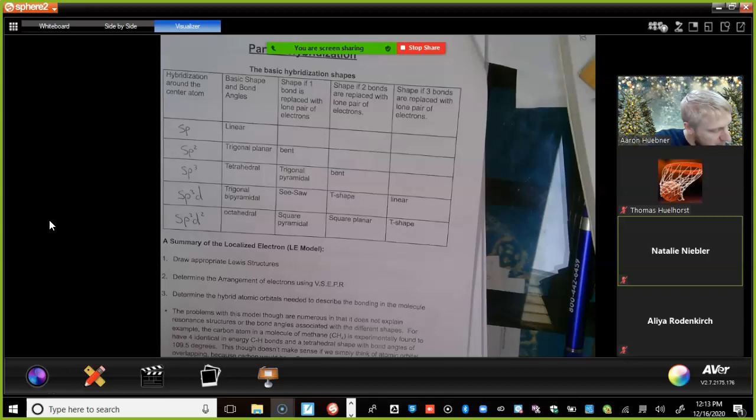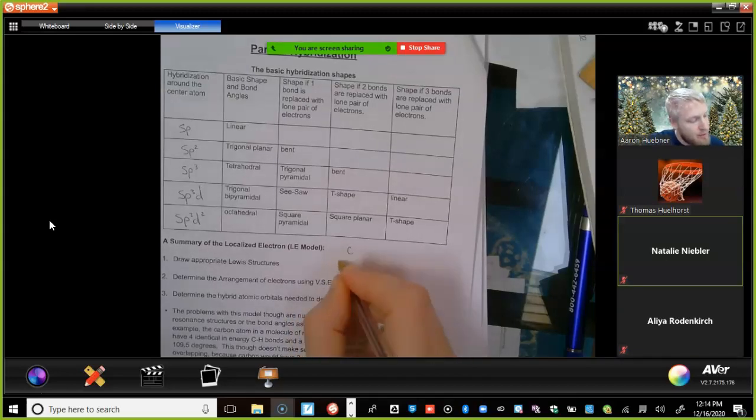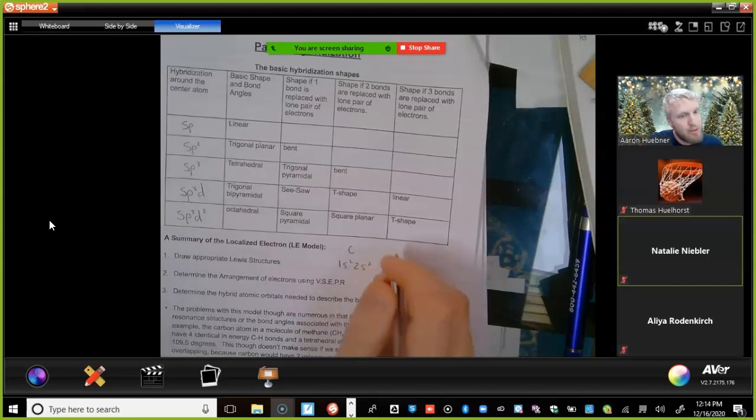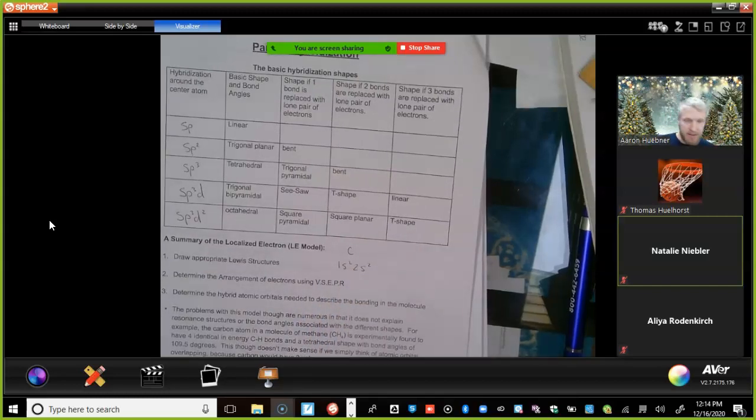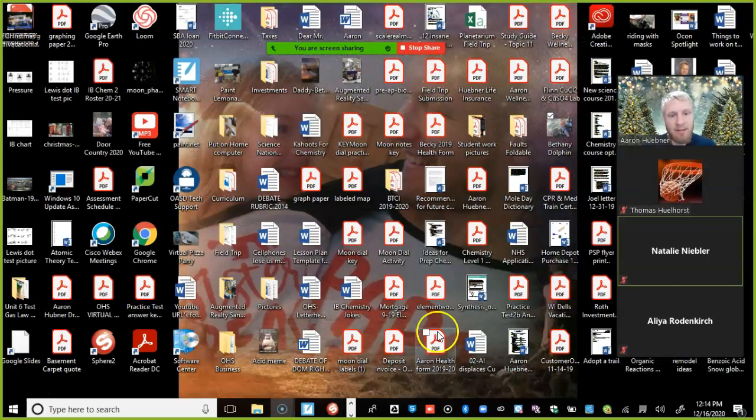Okay. Just reading, it says, for example, the carbon atom in a molecule of methane is experimentally found to have 4 identical in energy C-H bonds in the tetrahedral shape with a bond angle of 109.5 degrees. This, though, doesn't make sense if we simply think of atomic orbital overlapping, because carbon would have 2 valence electrons in s orbitals and another 2 in p orbitals. So let's just write that out. Carbon is 1s2, 2s2. Oh my gosh, I don't have a paper periodic table on me. Just double check this. That's my winter break task.